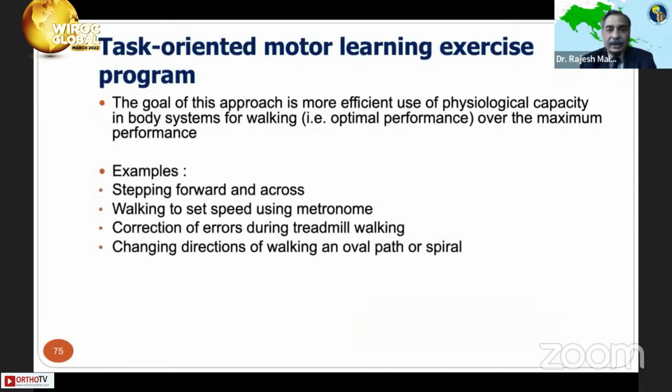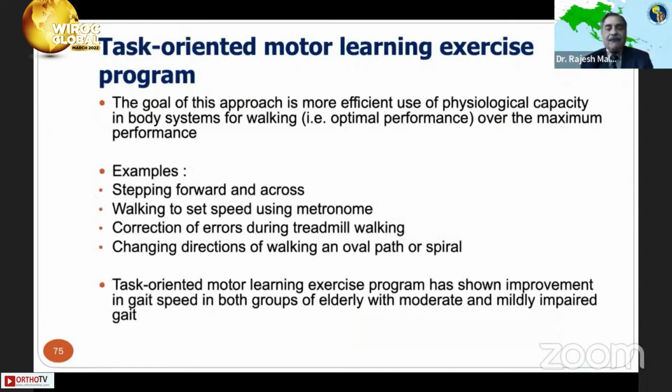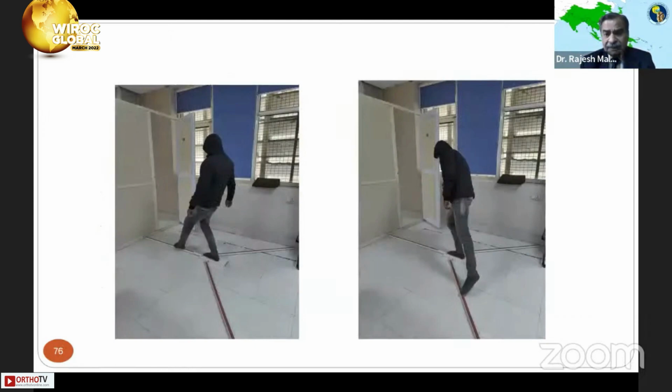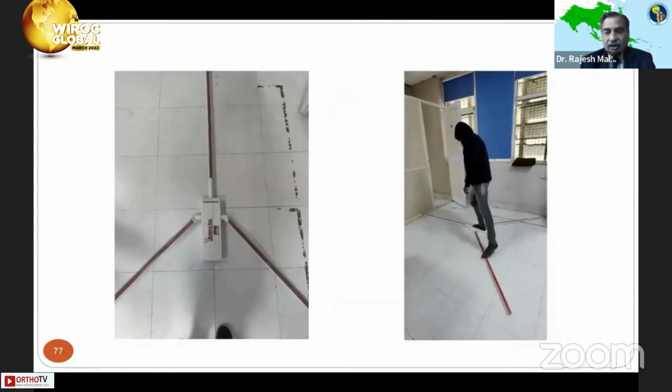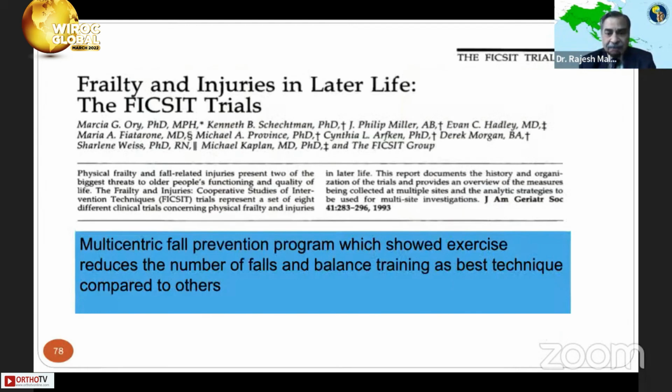There can be task-oriented motor learning exercises like stepping forward and across, walking at a certain speed, and then changing directions while walking an oval path and all. So this is an example which we use in our setting. You can ask the patient to move along those tracks while maintaining the balance in order to improve their balance. And it has been shown that these programs reduce the number of falls, and this is the best technique.